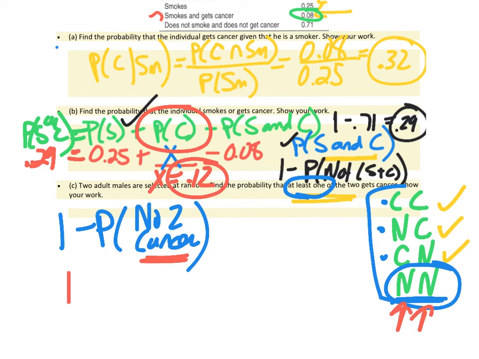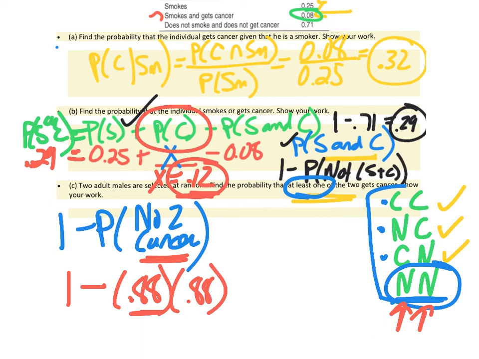Well, this would be 1 minus the probability that the 2 don't get cancer. Well, 0.88 is the complement. So if you get cancer, it's 12%, then 0.88 is you don't. Well, that's patient 1, and this is patient 2. So if you do 1 minus this, you're going to get 0.2256, which is actually the correct answer.